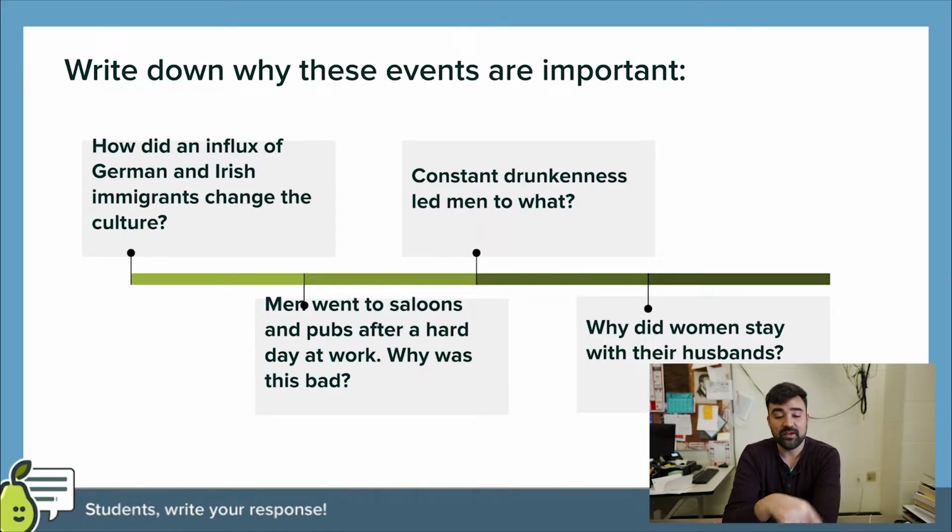I want you to tell me now on this Pear Deck slide, how did the influx of German and Irish immigrants change the culture? Constant drunkenness led men to what? Men went to saloons and pubs after work. Why was this bad? And then why did women stay with their husbands? I want you to put a little sentence or two connected to each of these. You should be able to add a text box and type your answer in.